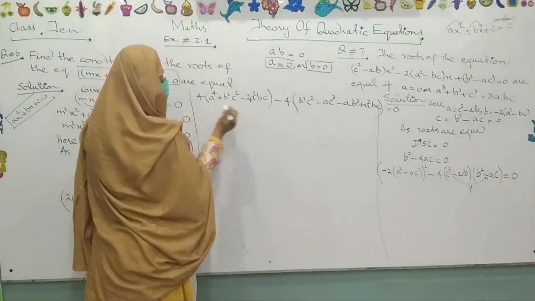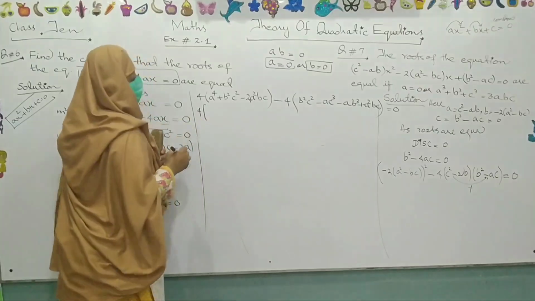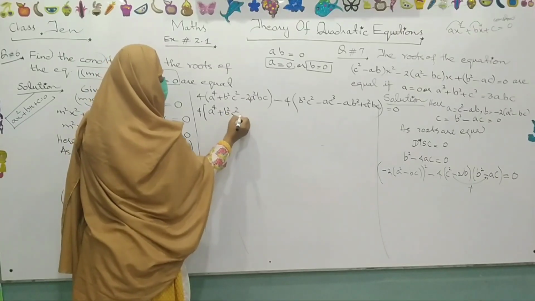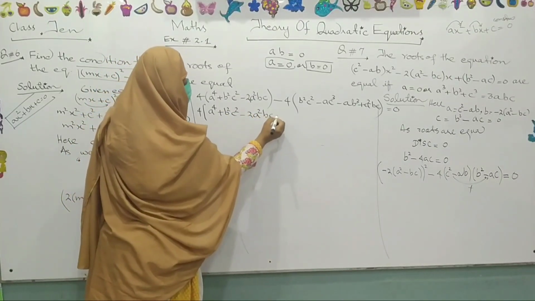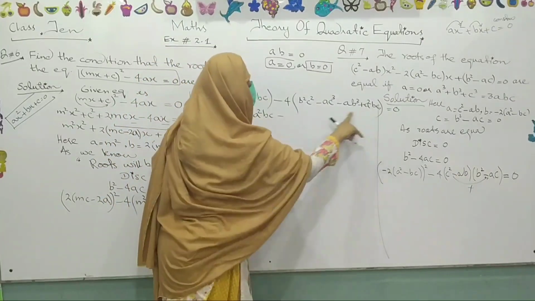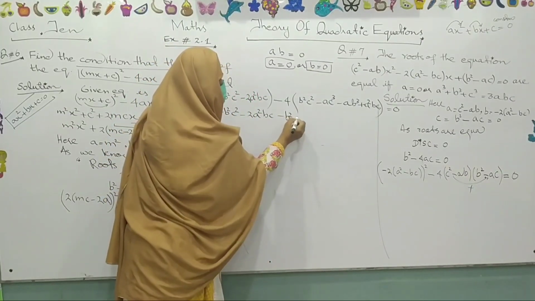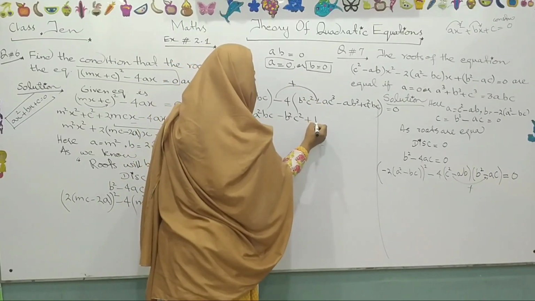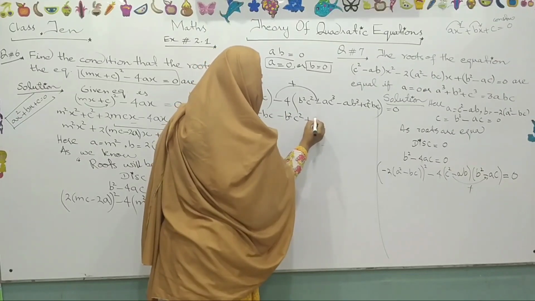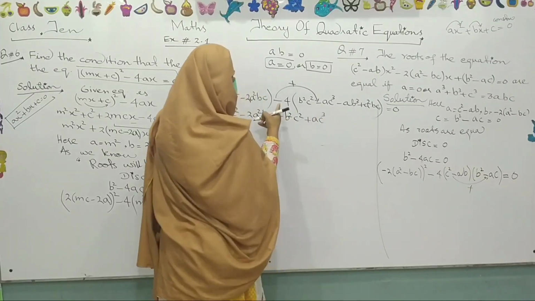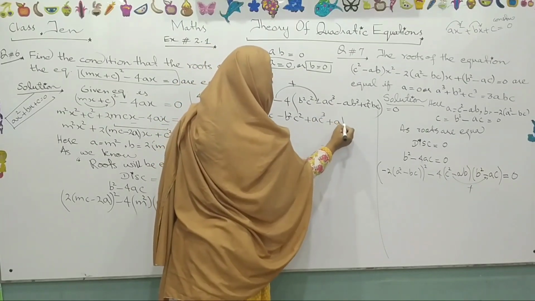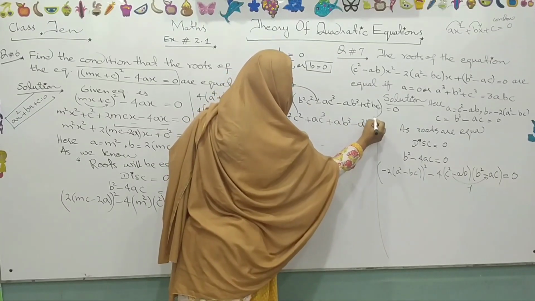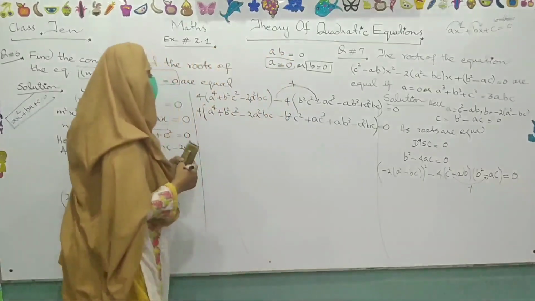Can I take common 4? Yes, I will take common 4. What is inside? It is a4 plus b square c square minus twice a square bc minus. This minus will change all of the signs of the a values. It will become b square c square, minus minus will become plus. 4 I have taken common. It will be ac cube, minus minus plus ab cube, minus plus minus a square bc, and it is closed, and this is equal to 0.